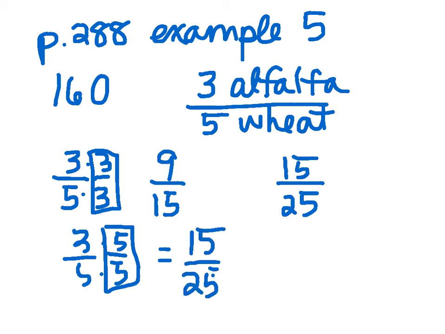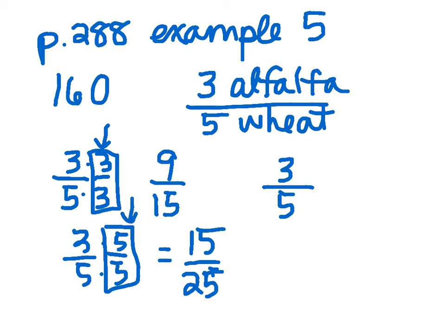Well, in this particular problem, we don't know how many acres of alfalfa or how many acres of wheat. We just know that they are in a ratio of 3 to 5. If they're in a ratio of 3 to 5, what that means is that just like here and here, they're being multiplied by the same number. Whenever we know the number is the same, but we don't know what it is, we can call that number x. That's what makes this algebra.